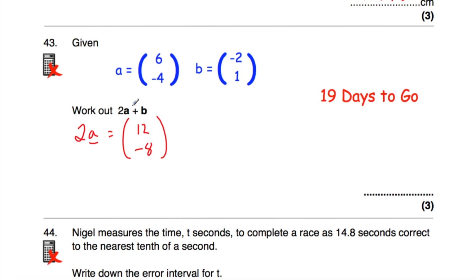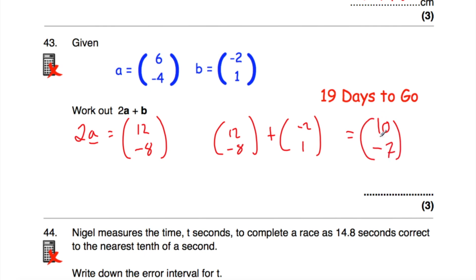Now we want to find out what 2a plus b is. So let's take our 2a and let's take our b and then just add them together, and that'll give us what 2a plus b is. So 12 plus minus 2, well 12 plus minus 2 will be going down 2, so that'll be 10. And then we've got minus 8 plus 1, well, I'll be going back up 1, which should be minus 7. So the answer is 10 minus 7, and if you got that, well done.